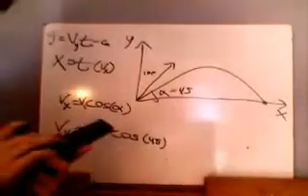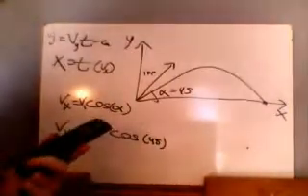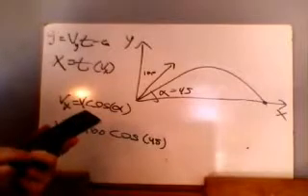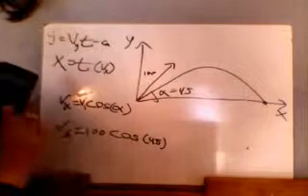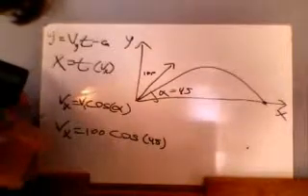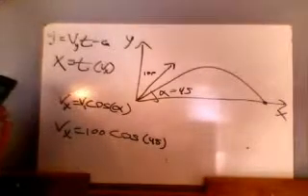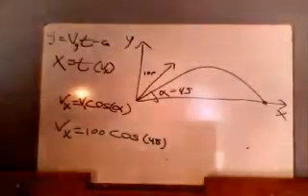Now then we just take cosine 45, which is, yes, 0.7071. And then multiply that by 100 times 100, which gives us 50 times the square root of 2, but I'm just going to write it out in decimal form.